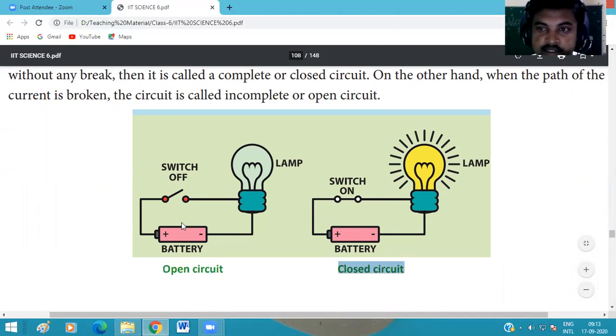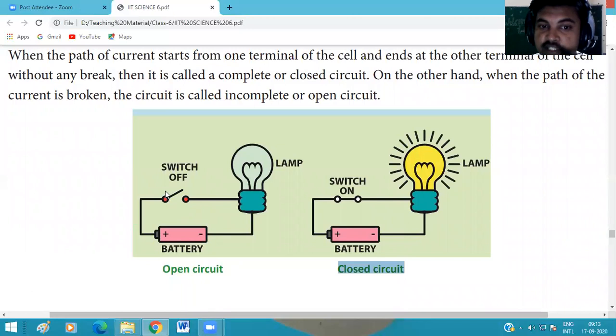There is only one difference. In the closed circuit, the current flows from the positive terminal, goes through the wire, reaches the bulb and reaches the negative terminal, and then the bulb glows. But in this picture the wire is not connected, so the current flows from here and stops here, not moving ahead. Why? Because the wires are not connected. So this switch is in the off condition, and this type of circuit we call an open circuit.